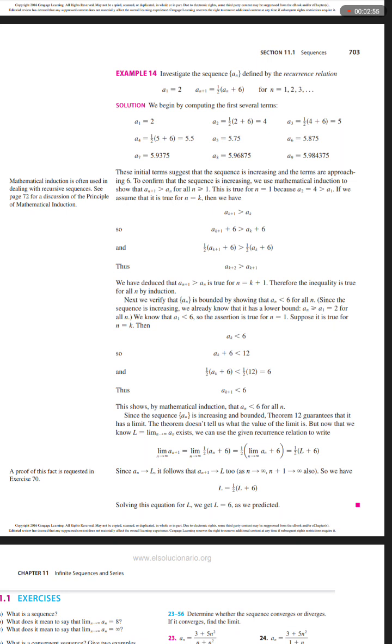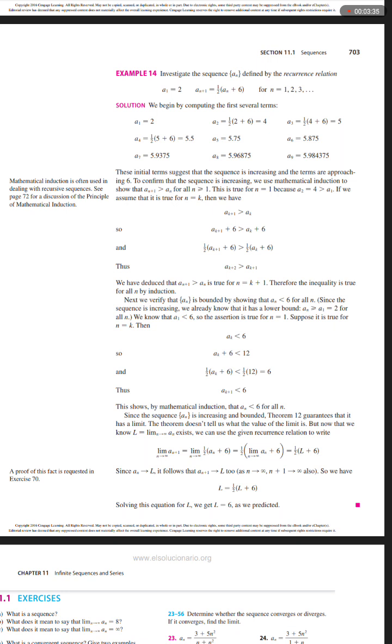Next, we verify that {a_n} is bounded by showing that a_n < 6 for all n. Since the sequence is increasing, we already know that it has a lower bound: a_n ≥ a_1 = 2 for all n. We know that a_1 < 6, so the assertion is true for n = 1.